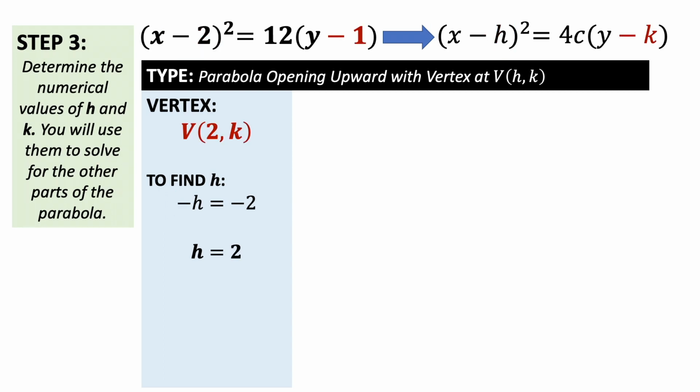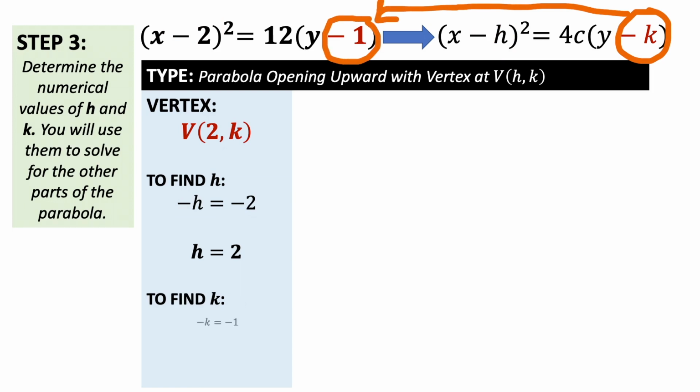To find k, we will let negative k equals negative 1. Now, let's divide both sides of the equation by negative 1. Negative k divided by negative 1 equals negative 1 divided by negative 1, so k equals 1.